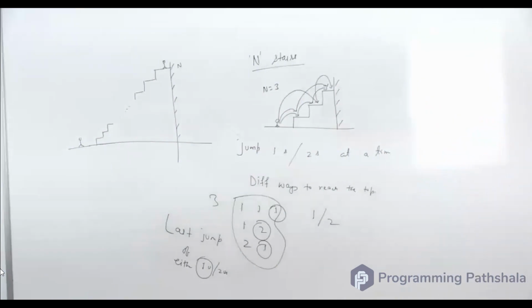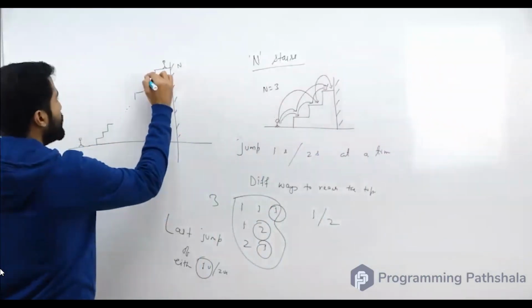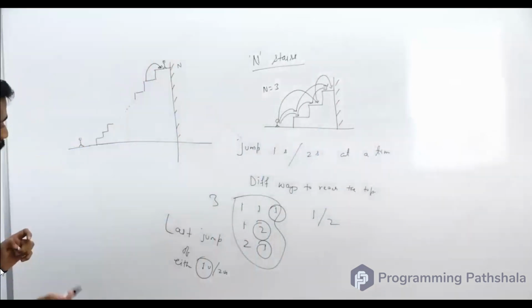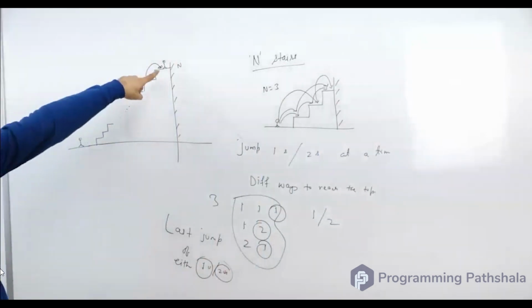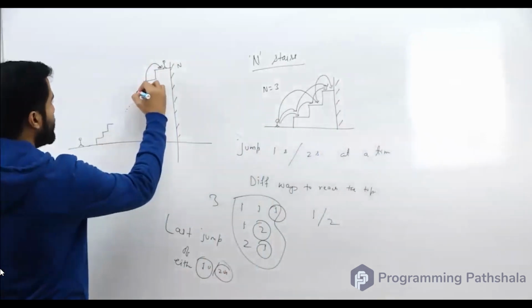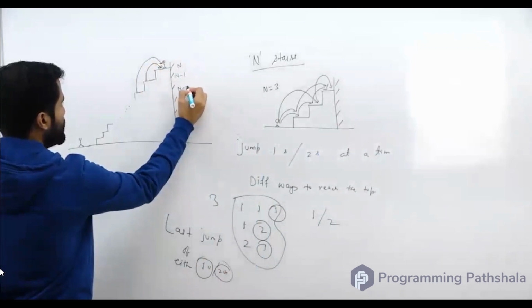From which stair? It would obviously have been the n minus 1th stair. He would have made a 1 unit jump from here and then would have gotten here. Okay, from which stair would he have made a 2-unit jump and gotten to this location? It would have been from n minus 2th. So this is your n minus 1, this is your n minus 2.